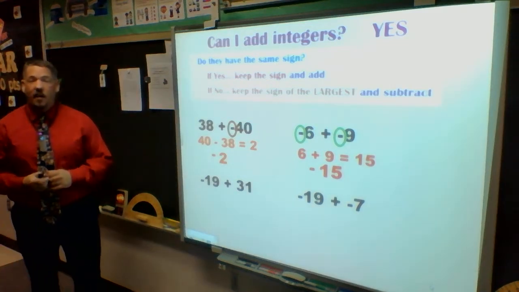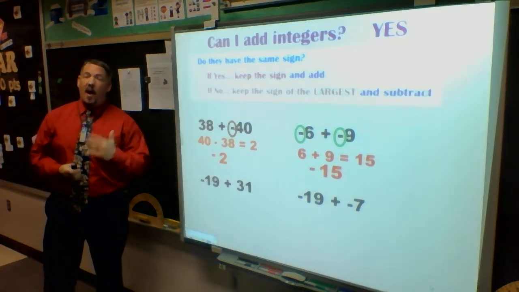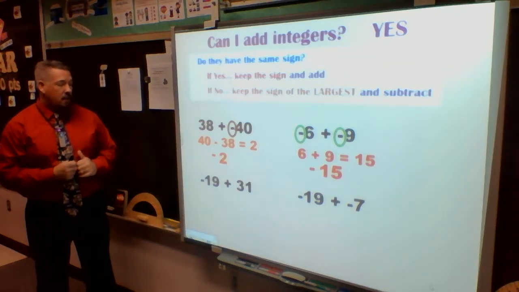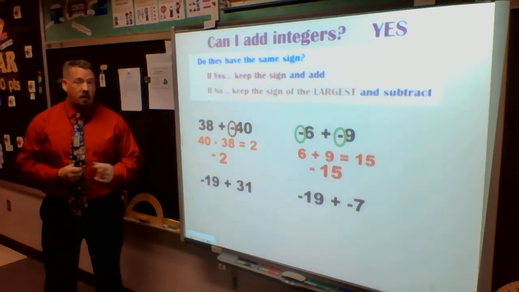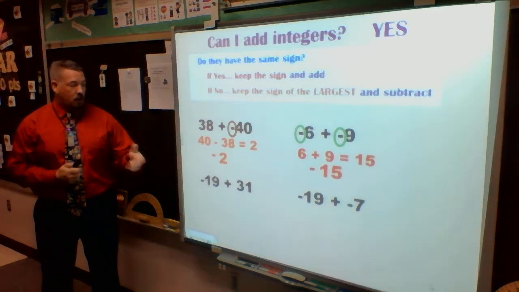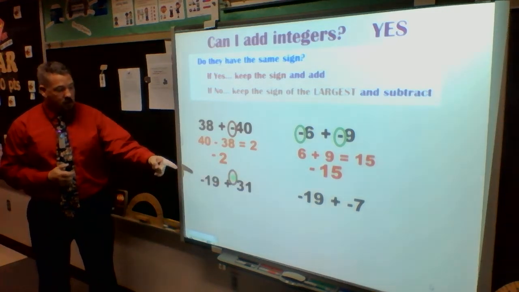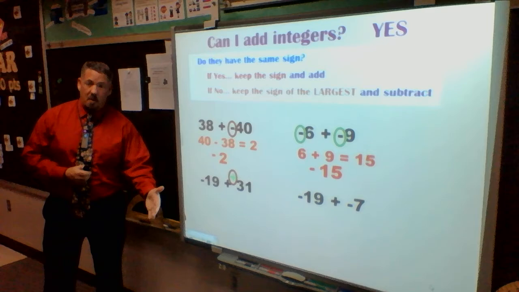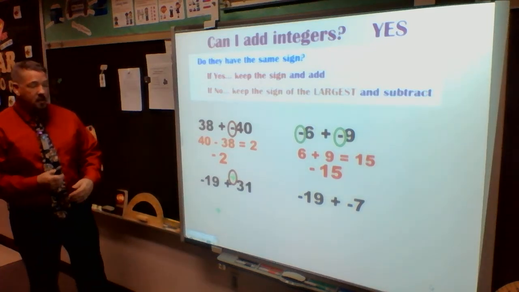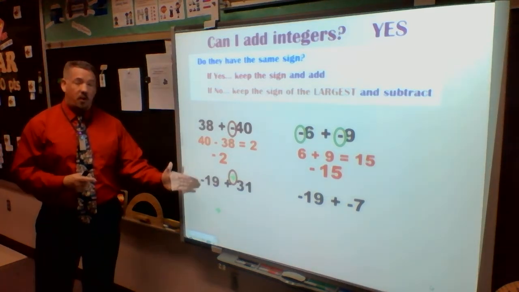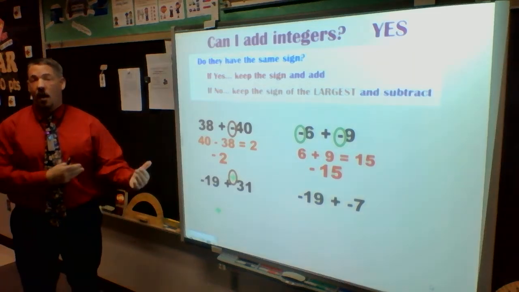On this one, negative 19 plus 31. Can I add integers? Yes, I can. Do I have the same sign? No, I do not. The largest one is the positive, so I know that my answer is going to be positive. And since they're opposites, then I have to subtract. 31 has to be listed first in my subtraction problem.